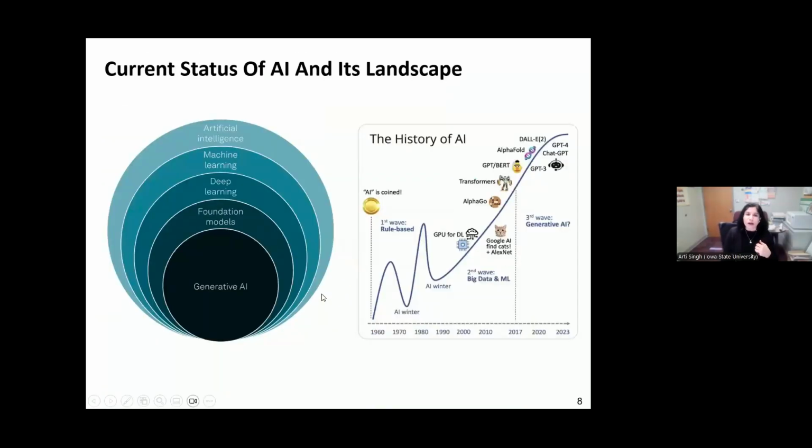So when we talk about AI, it's a big umbrella term. Within AI, machine learning is a subset of artificial intelligence, and deep learning again is a subset of machine learning. Currently, we are in this third wave, which is generative AI. When I started working on AI in 2014, we were in the pre-GPT era. So we have these two eras which you see in this figure: the pre-GPT era and the post-GPT era.